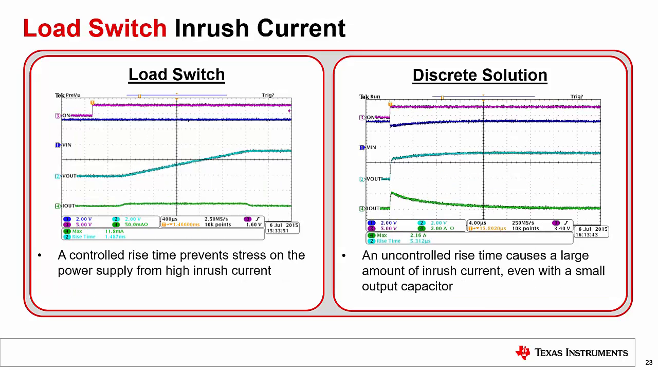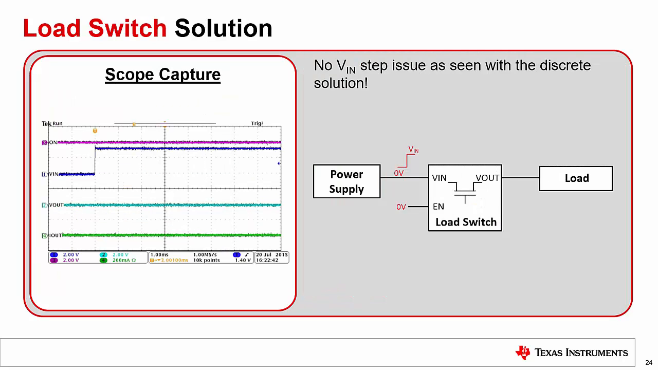Comparing the inrush current with an uncontrolled discrete solution, we can see that the inrush current is much lower and is consistent throughout the output voltage ramp. Another thing to note is that when Vn is first applied to the load switch, there is no output voltage or current which passes through to the output. This was seen with the third PMOS solution due to the capacitance slowing the charge of the gate.